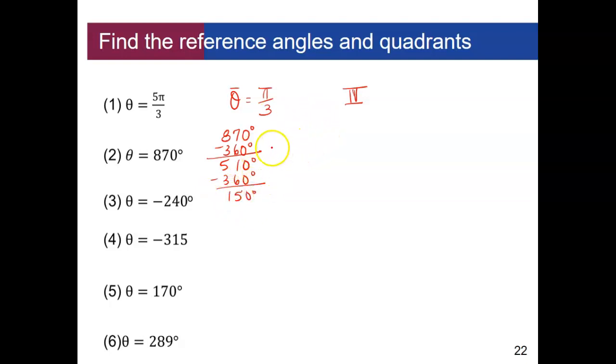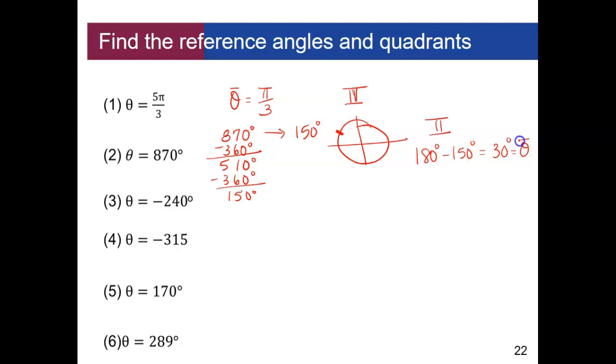Okay, so basically 870 is coterminal with 150. So they fall at the same place on the unit circle, and that place is over here in the second quadrant. So I know I'm working with a second quadrant angle. And as far as my reference angle here, in the second quadrant I'm going to do 180 minus the angle, and that's going to give me my reference angle.